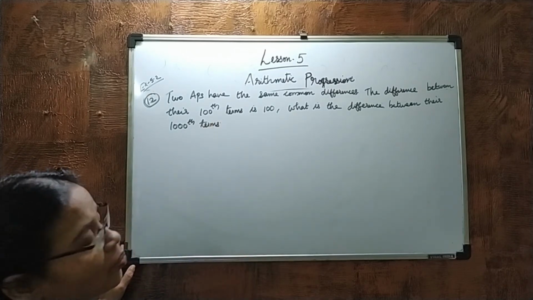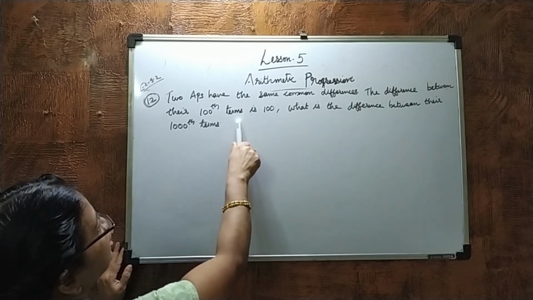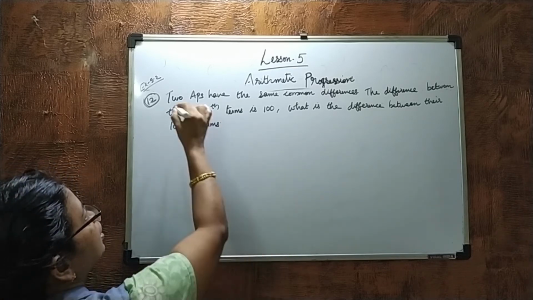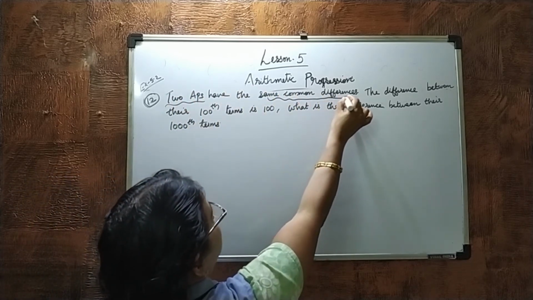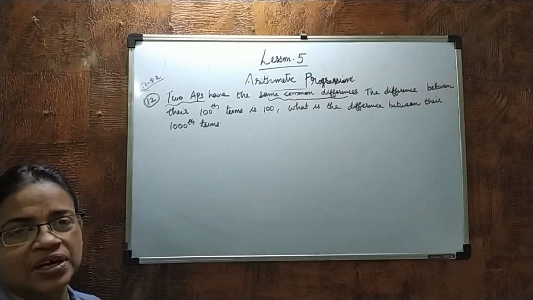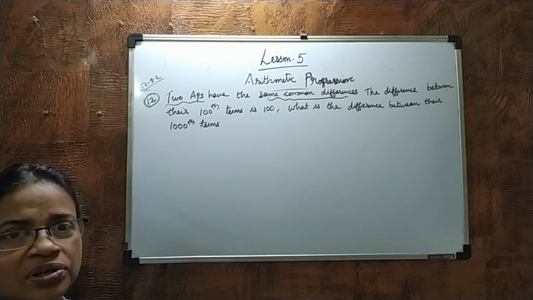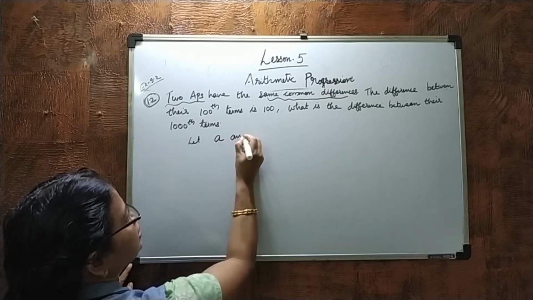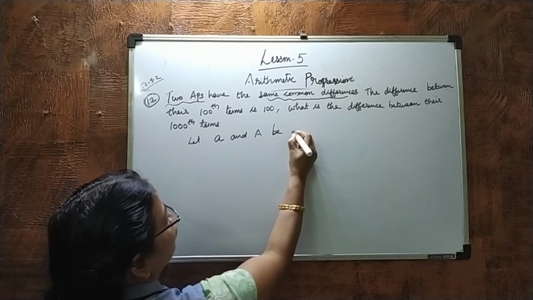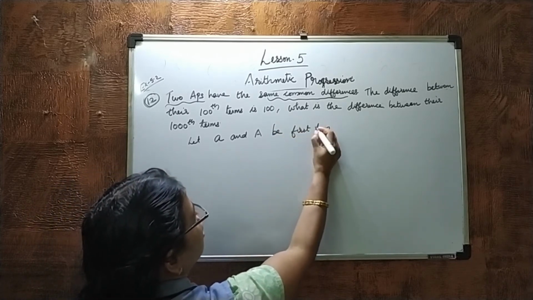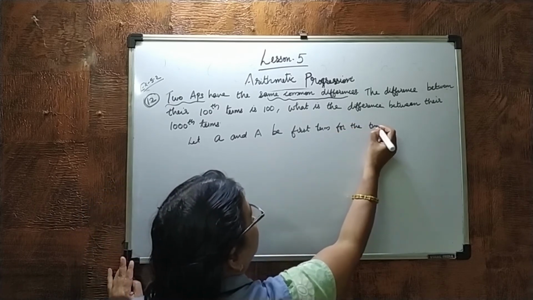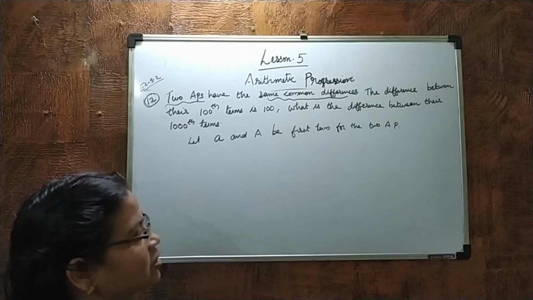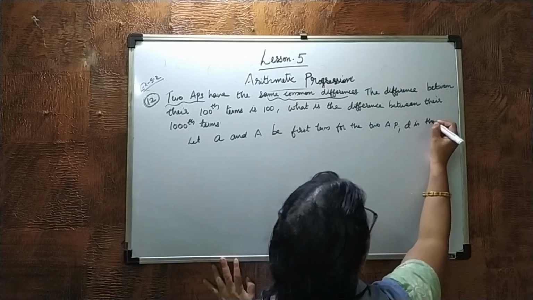Two APs have the same common difference. The difference between their 100th terms is 100. What is the difference between their 1000th terms? Three conditions they are telling. First one, two APs have the same common difference. That means D will be the same for both the APs. What about A then? It may be different. So we'll just consider that the first AP has first term A and the second AP has first term capital A. Let A and capital A be the first terms of the two APs. Then D is the same.